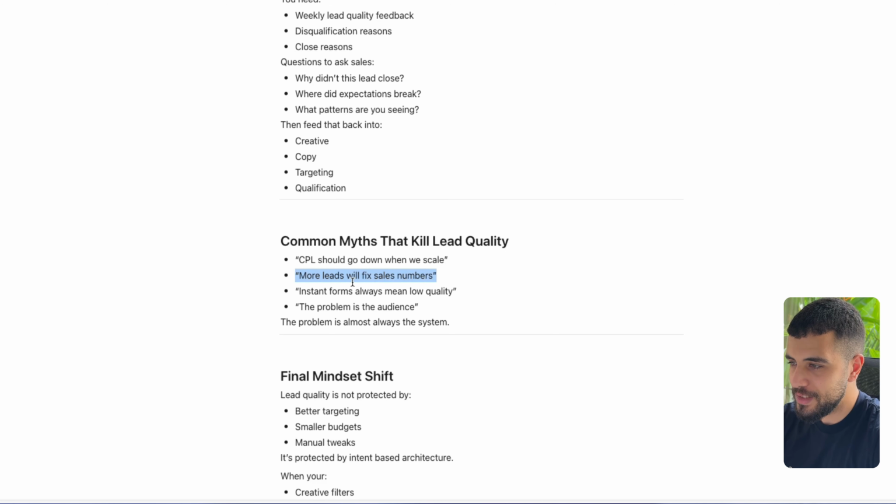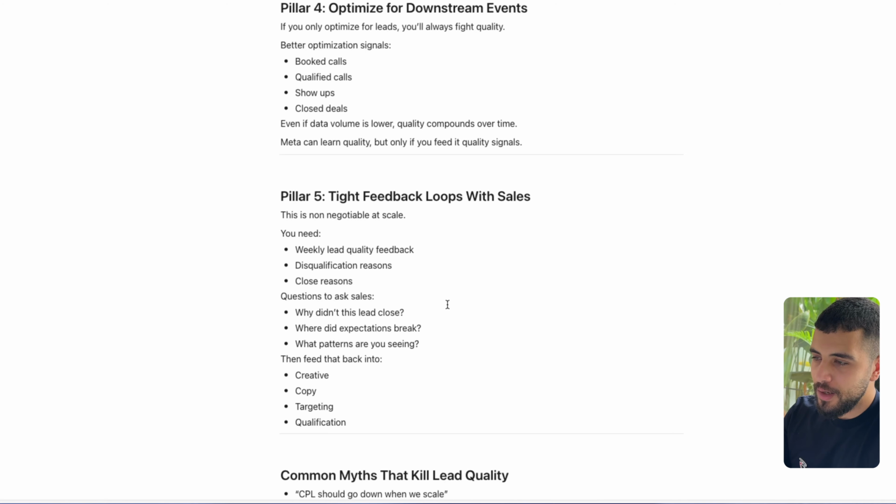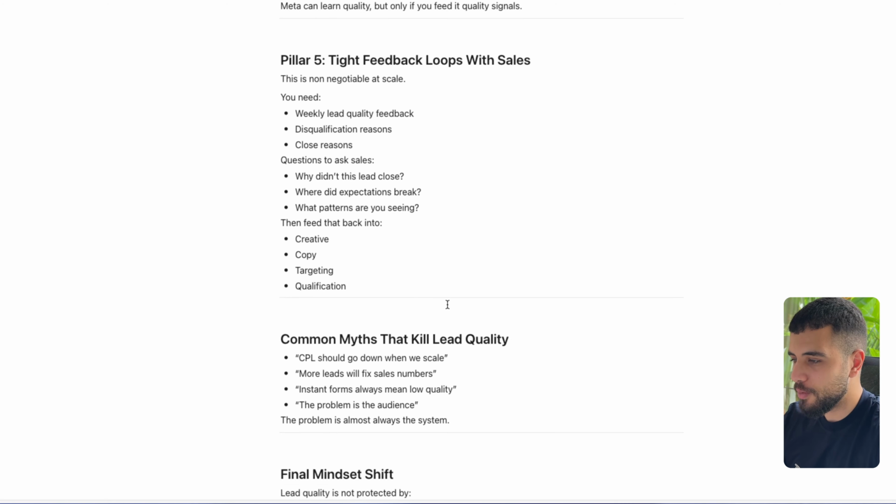Number two, more leads will fix sales numbers. No, they will not. If they're not qualified, efficient leads, they will not. Three, instant forms always mean low quality. No, especially with Meta's recent update, where you can verify users before they submit the form. It's really good if you build it correctly. And number four, the problem is in the audience. No, it's not. It's most likely with the system that you have, what you're optimizing for, and your messaging and setup overall.